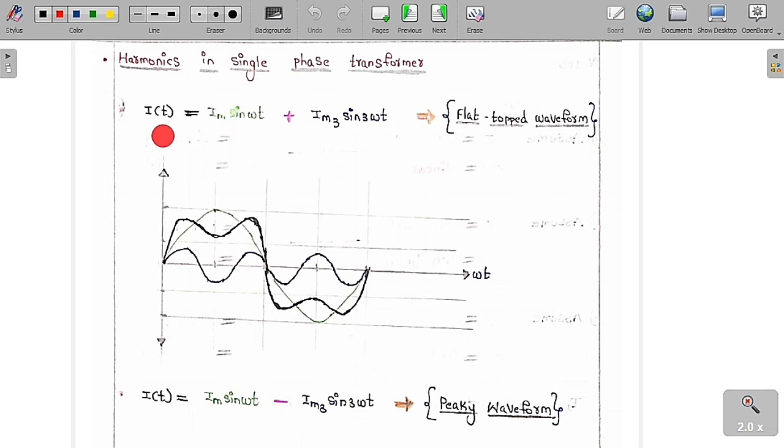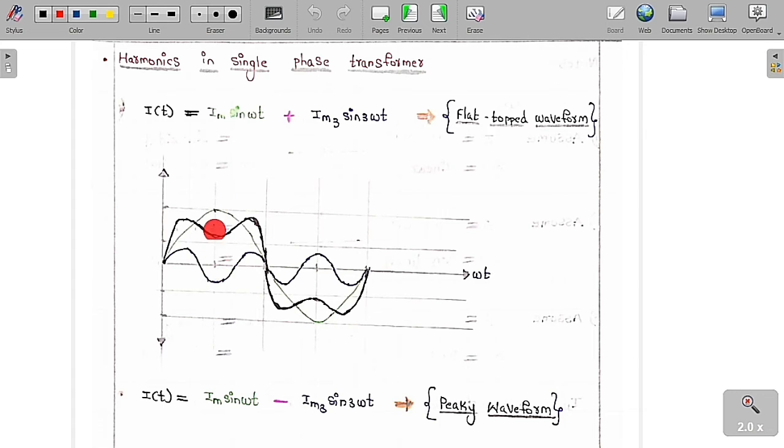Suppose let me take a current i of t which is equal to Im sin omega t plus Im3 sin 3 omega t. Then what is going to happen now? We are going to see what nature of waveform we get. This is the Im sin omega t graph, and the Im3 sin 3 omega t graph has 3 cycles in the same time period in which we get 1 cycle. So if we add these two waveforms, what is going to happen?